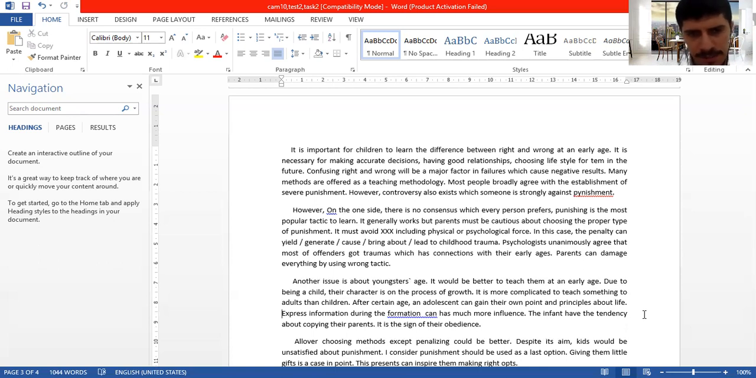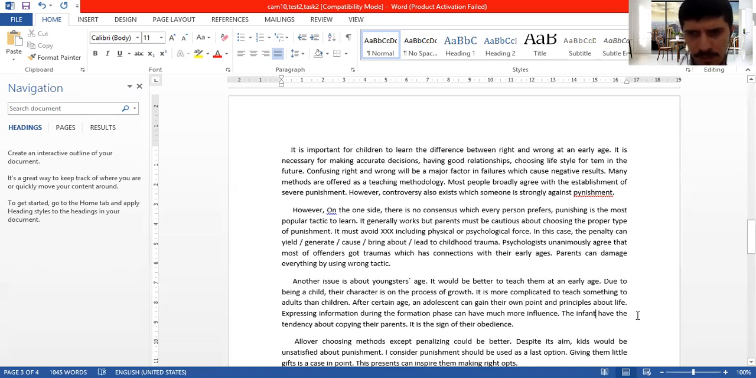Expressing information during the formation can have much more influence. Let's say expressing. So we'd like to add the subject here by making this verb a gerund. It becomes our new subject: expressing information during the formation phase can have much more influence.